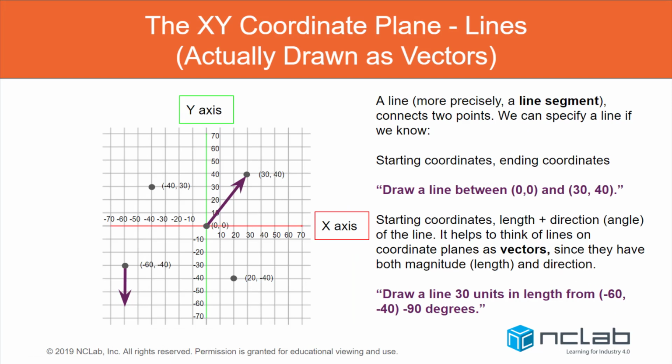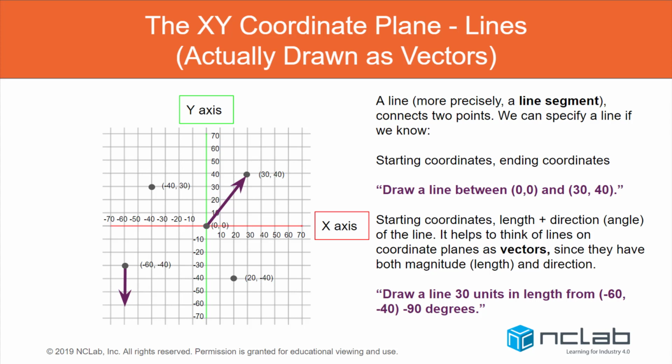One other point is that lines on the XY coordinate plane are really vectors. A vector has got a magnitude, that's a size, and a direction, so it's pointing a certain way. And if we draw a line between, for example, this coordinate, which is 0, 0, and this coordinate, which is 30, 40, that is a vector. You can see it's got direction. And if we've got the turtle already pointed, so it's got a direction, we can just give it a distance and it will just draw.